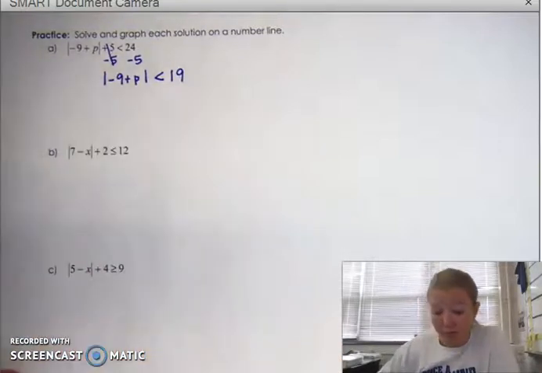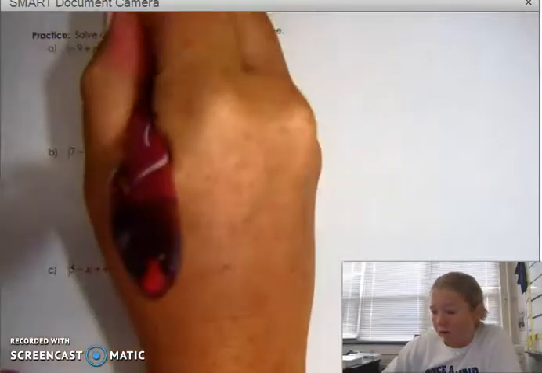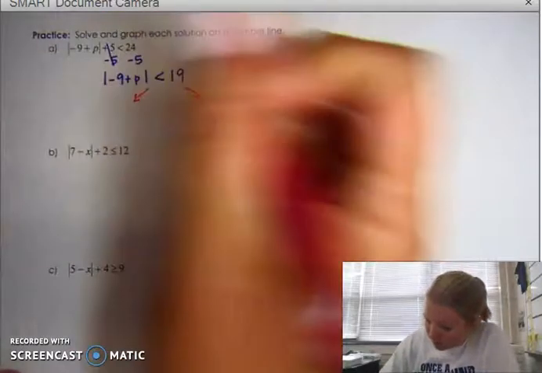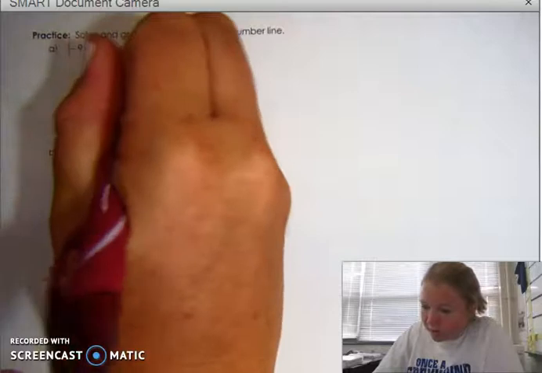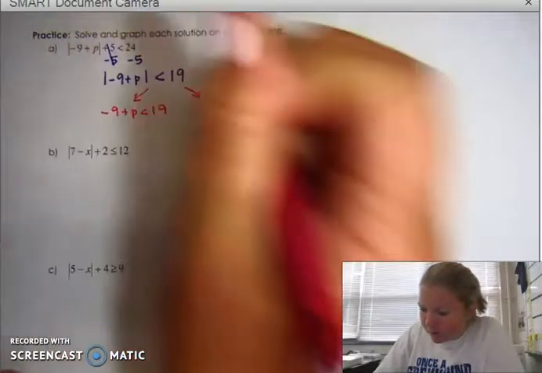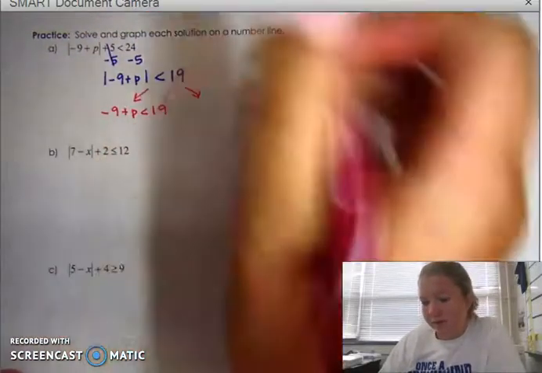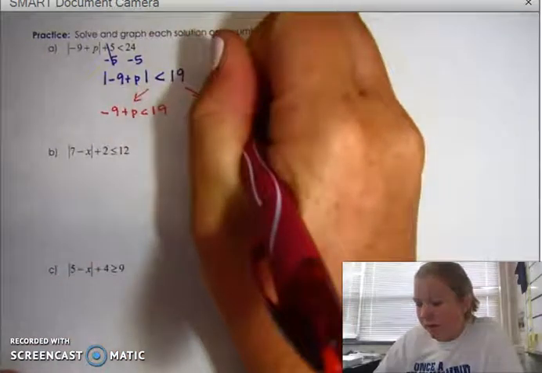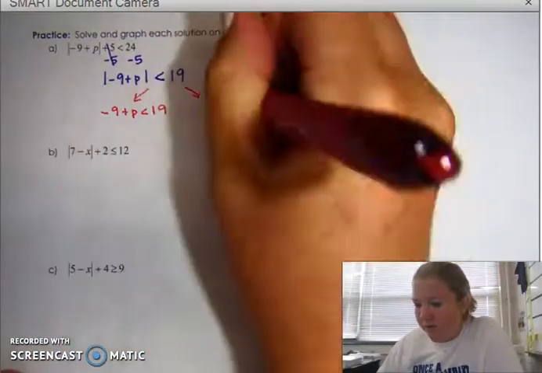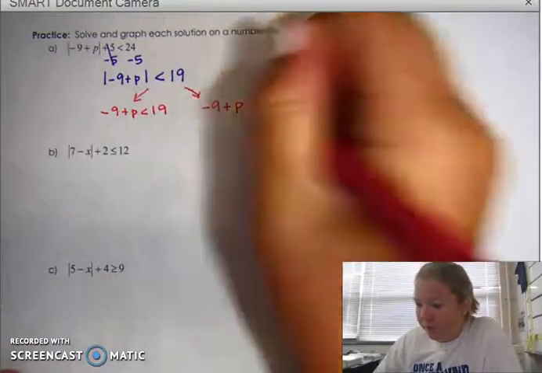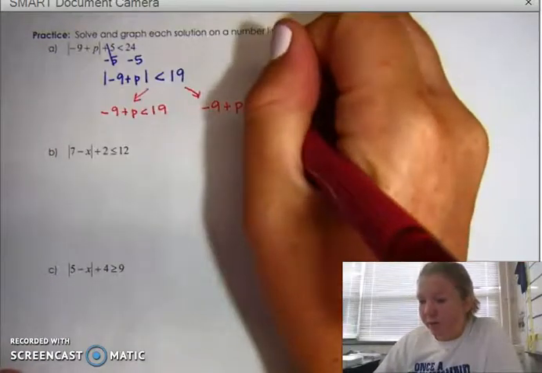Now I'm ready to make my two separate inequalities, so I can drop the bars at this point. The first inequality is going to stay less than 19. The second inequality inside the absolute value stays the same, but I'm going to make the symbol greater than, and then 19 becomes negative 19.